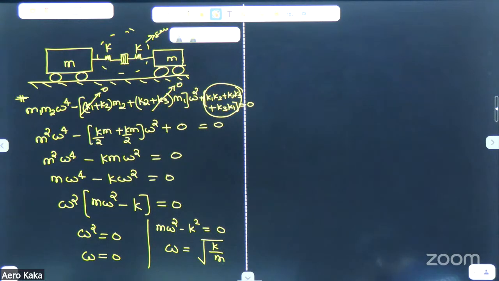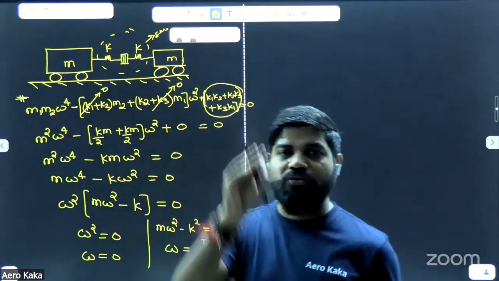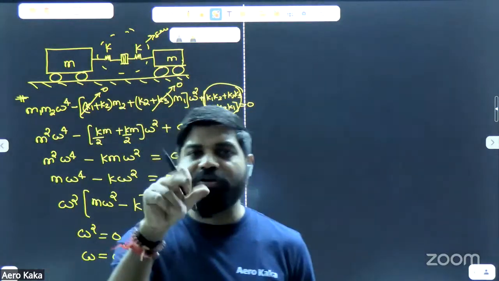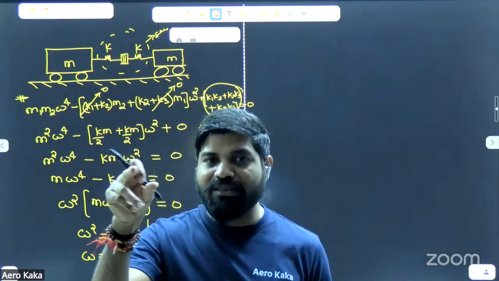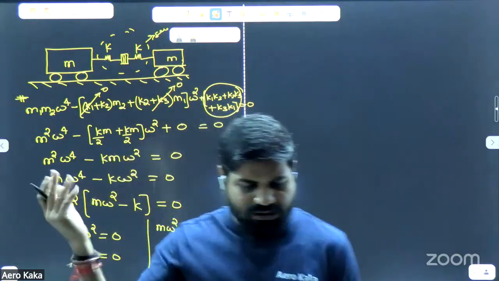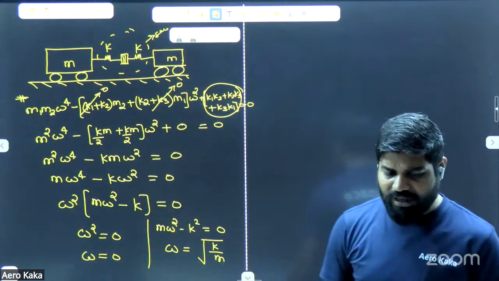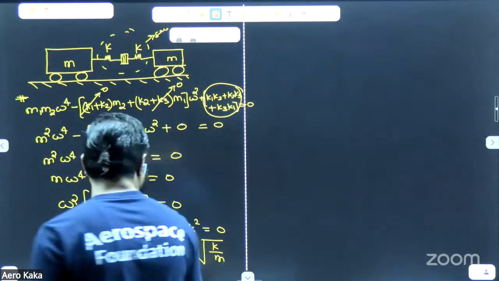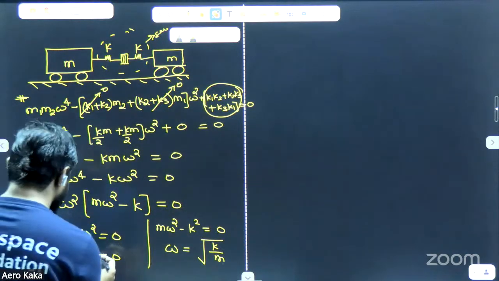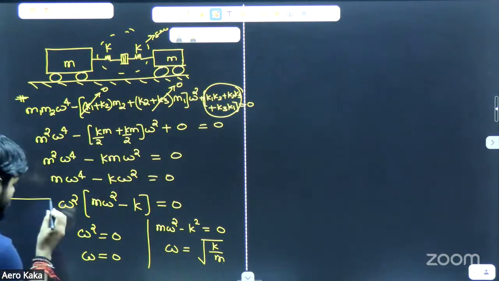Find out. So how do we write x1 upon x2? What is the formula? X1 upon x2 equal to k2 divided by how much? K1 plus k2 minus how much? M1 omega square. Just substitute and calculate. Okay, let me write one more step. What can I write here as a final answer?